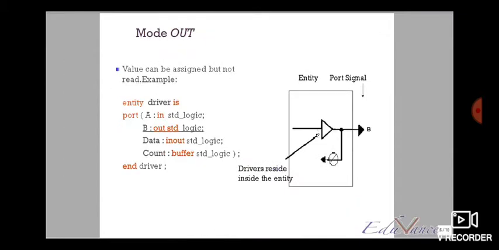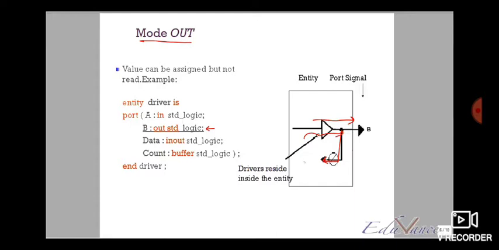Similarly, the type mode out, again, the syntax is fairly clear. The driver resides inside the entity. So the person sitting inside or the signal sitting inside can write the value to the output, but you cannot read the value from the output. You can only write the value, because again, it's an output port, so you can only write into the output port. You cannot read from the output port.